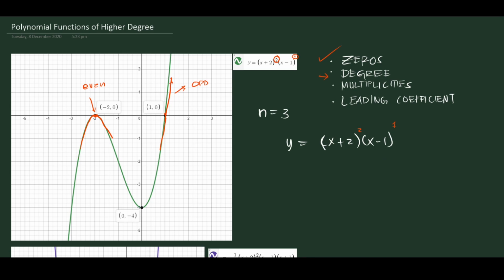Then what about the leading coefficient? How are you going to determine that? You're going to determine the leading coefficient by using another point. You have here the y-intercept.